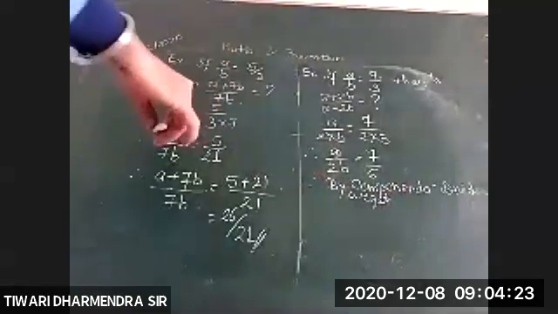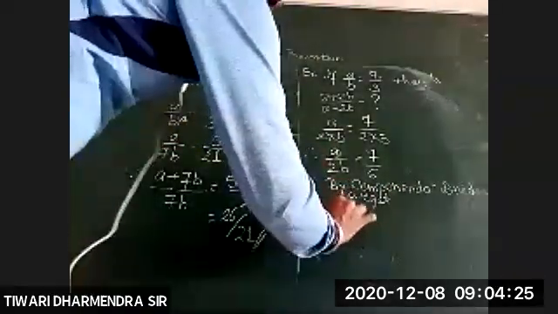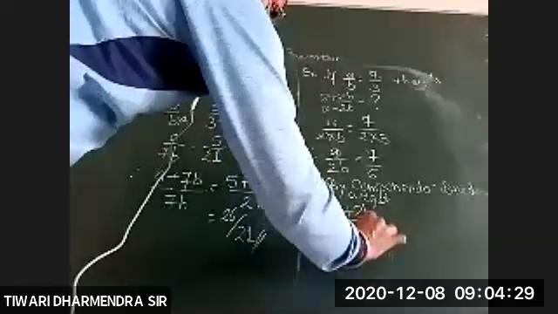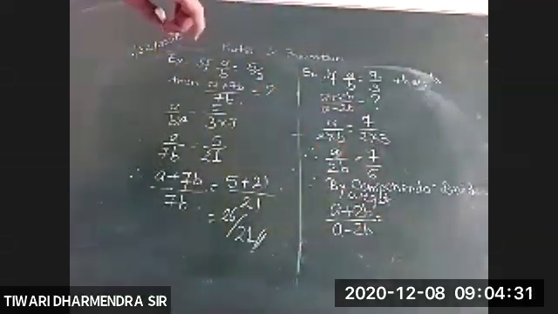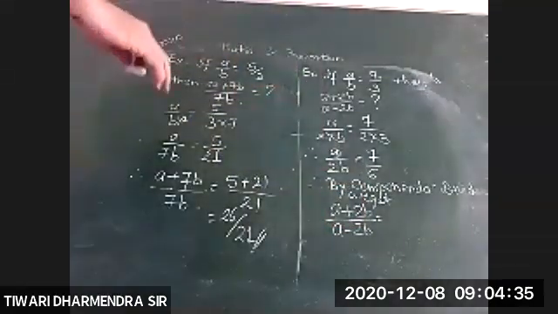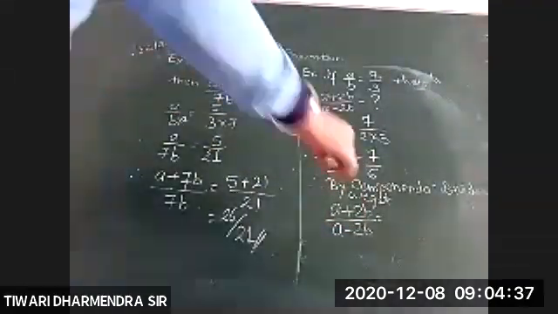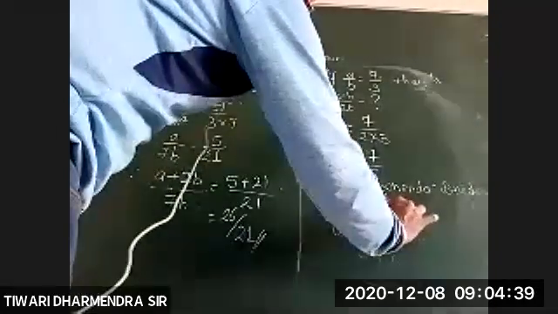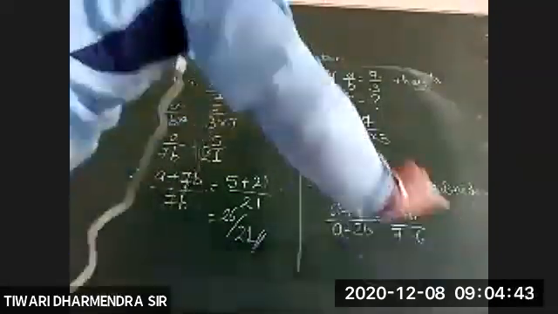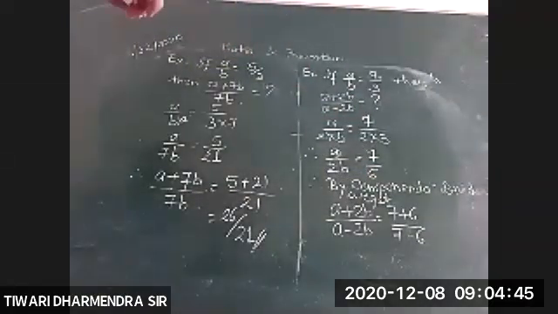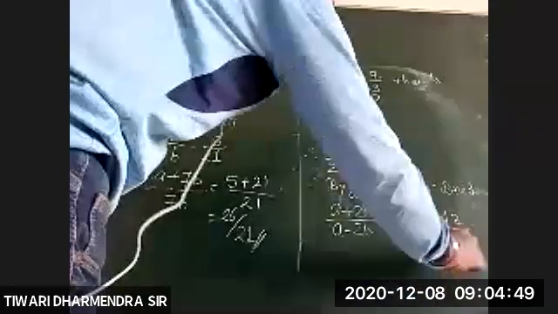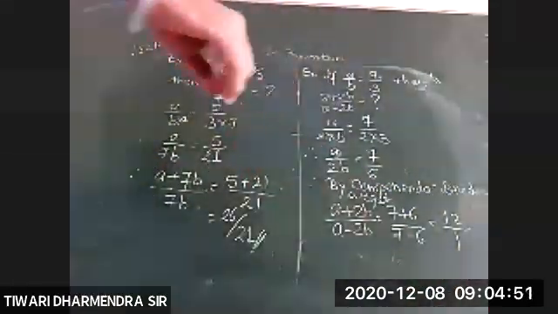We get a plus 2b upon a minus 2b is equal to, same whatever we have done on the first ratio, we have to do it on the second ratio as well, 7 plus 6 upon 7 minus 6. So you can see 7 plus 6 is 13 and 7 minus 6 is 1. So done.